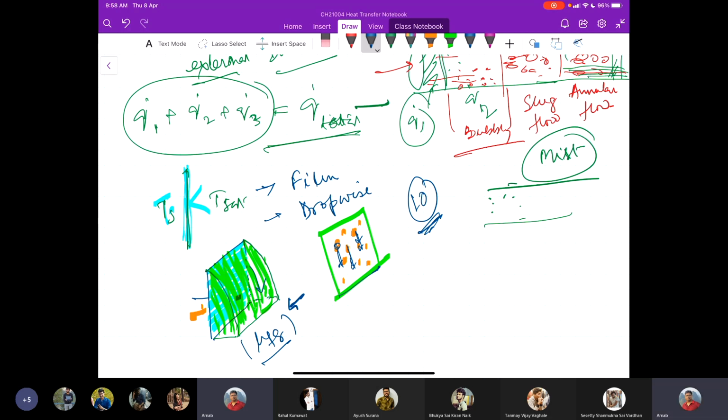There are correlations for dropwise condensation as well, where you can find the heat transfer coefficient of dropwise condensation for a certain range of temperature. So with this, I would conclude my lecture of this section as well as the overall heat transfer class for this session on my part.